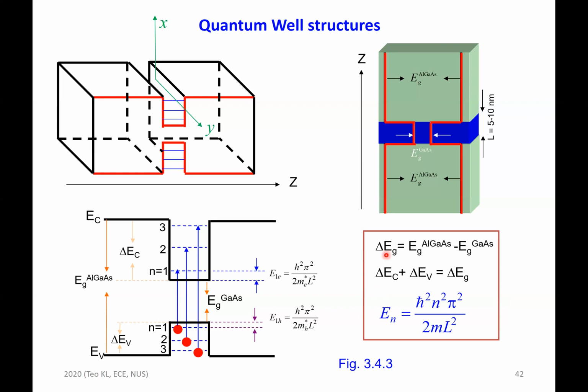Again, for a type 1 quantum well, this delta Eg is the change in band gap, delta Ec is of this value, and the quantized energy is of this expression, assuming that we use the infinite well approximation. In practical devices, the well is basically finite, or the potential barrier is finite, which is delta Ec. But for our analytical calculation, we'll assume this well is infinite. So you can use this expression.